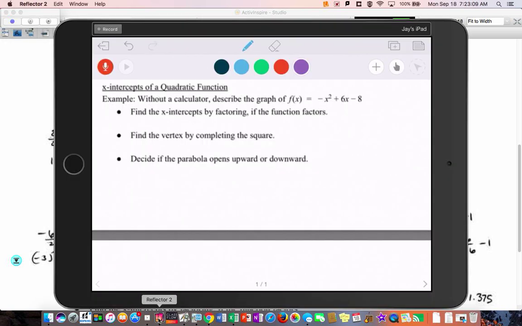The x-intercepts of a quadratic function can be found by factoring and doing other things. We can find them by completing the vertex or completing the square and solving it. Right away I can tell this is an opening down parabola.